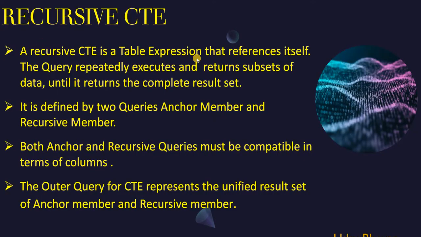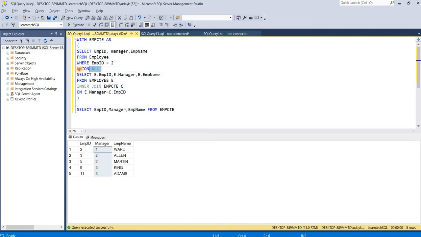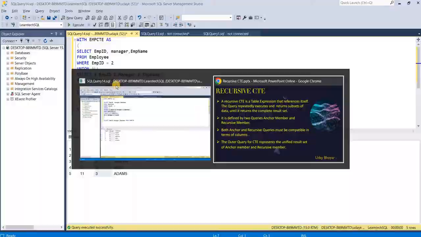The recursive CTE is a table expression that references itself, as we just saw. The query repeatedly executes and returns a subset of the data until it returns the complete result set. It is defined by two queries, an anchor member and a recursive member. Both the anchor and recursive member must be compatible in terms of columns. As we are using UNION ALL, we have to be very sure that the columns of the anchor member and the recursive member are compatible in terms of the column names and the data types.